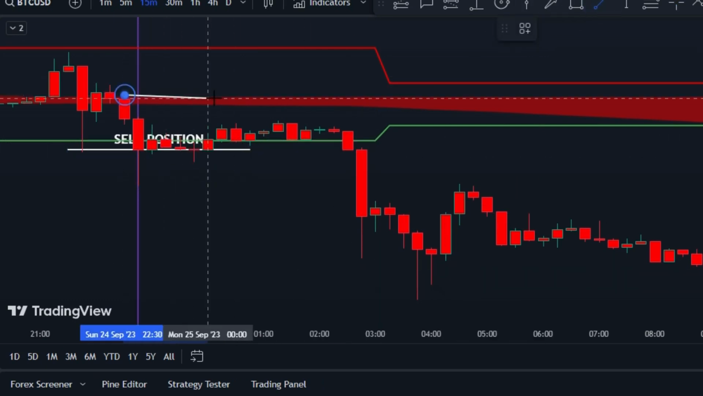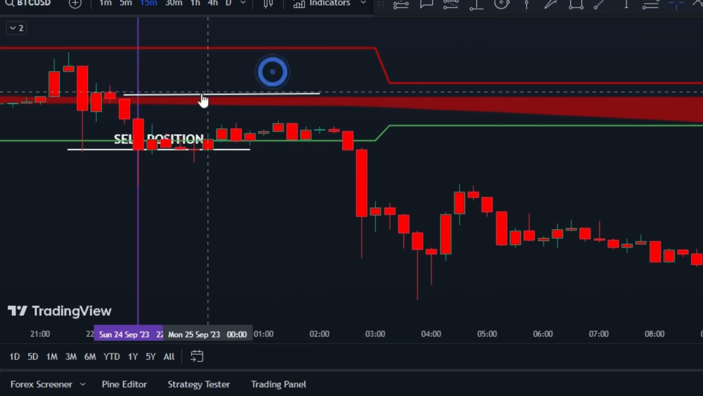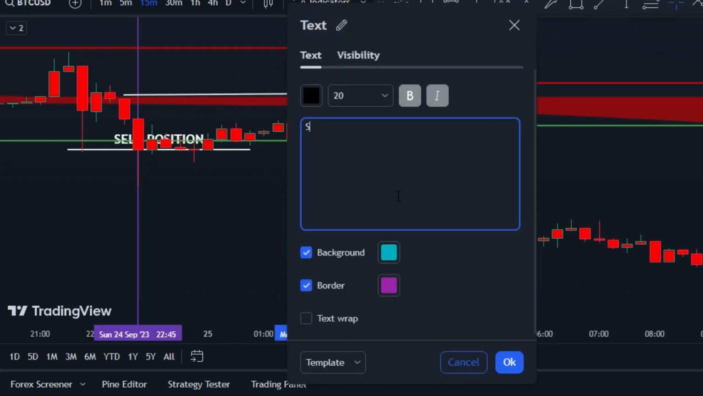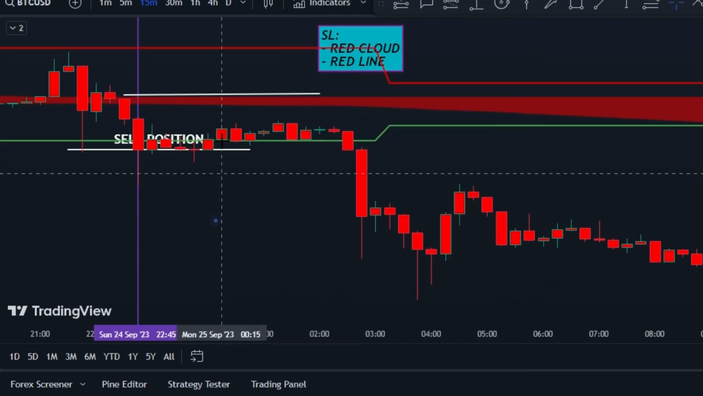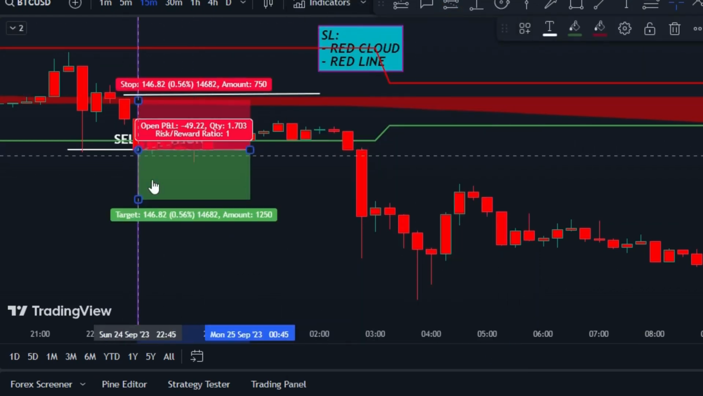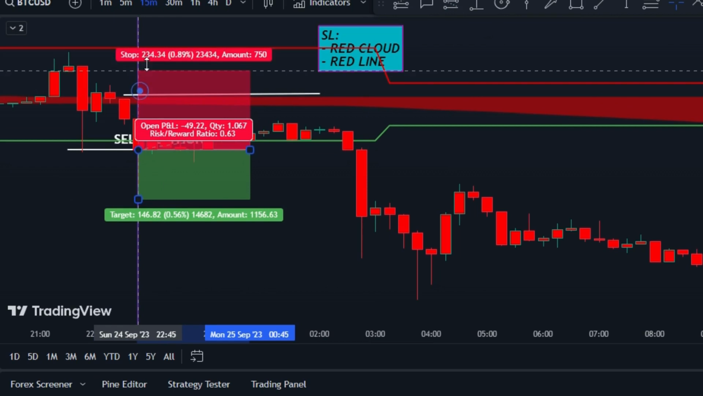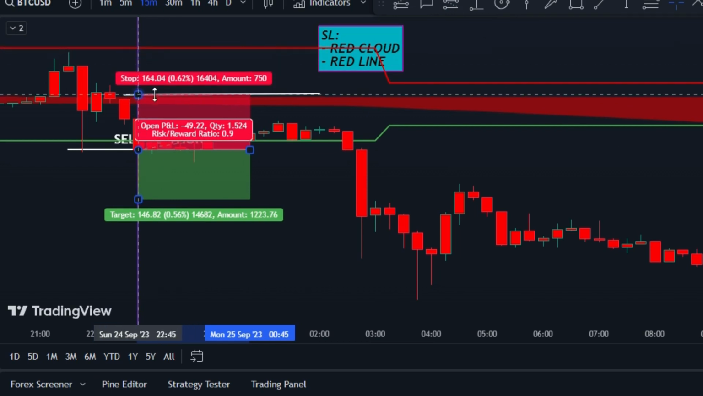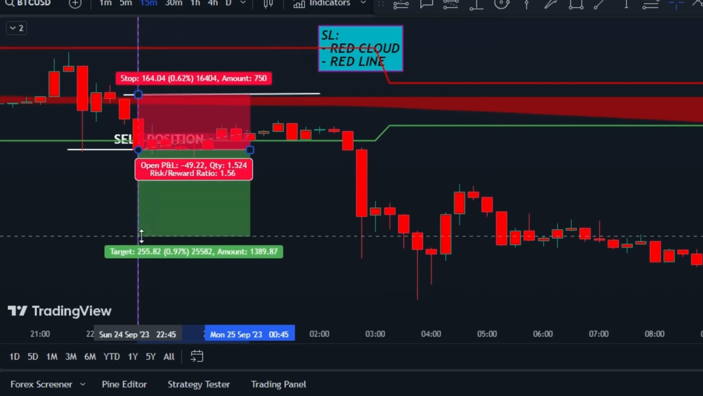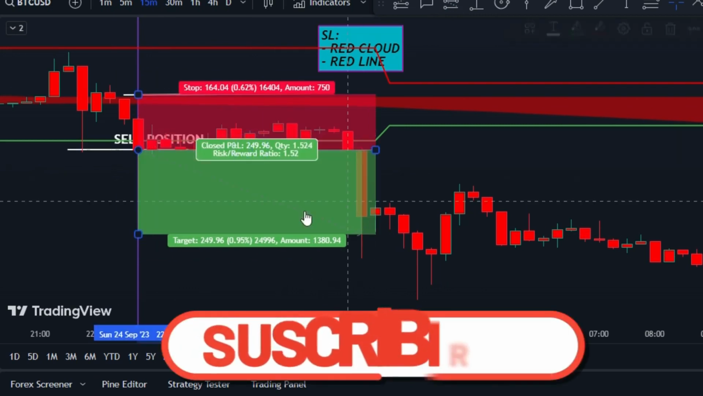For setting your stop loss, you have the option of using the red line, which is the highest price from yesterday, or the red cloud as your stop loss level. Set your target with a risk-to-reward ratio of 1 to 1.5.